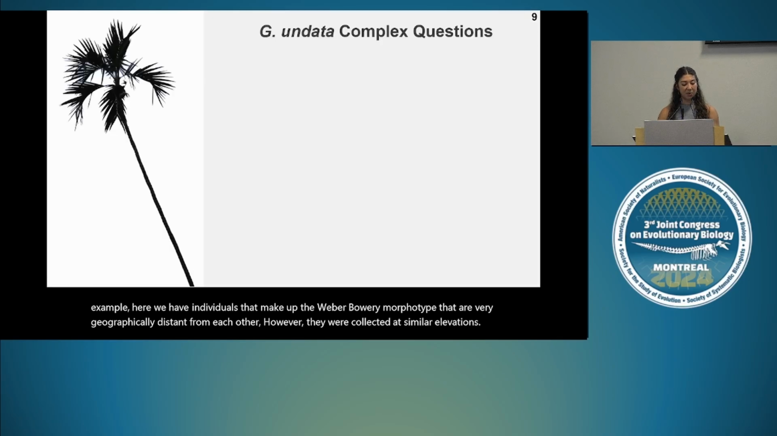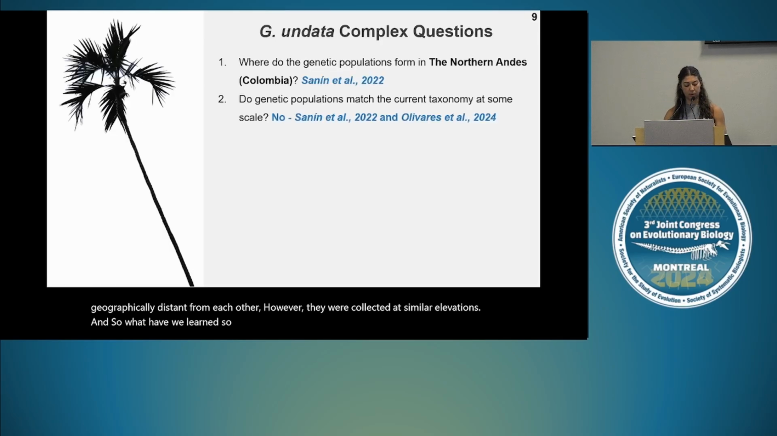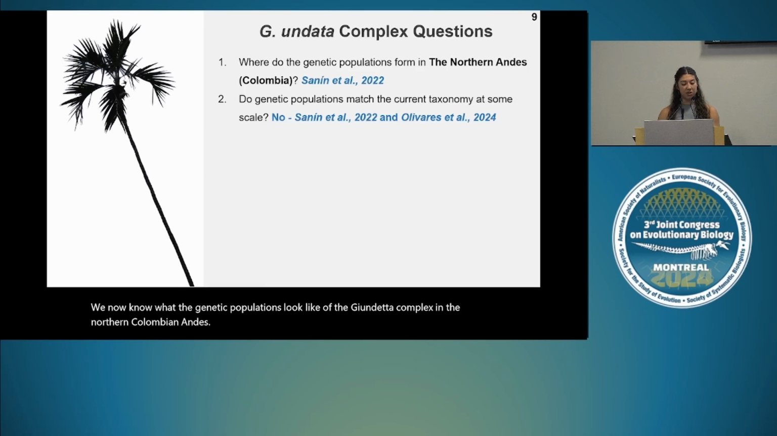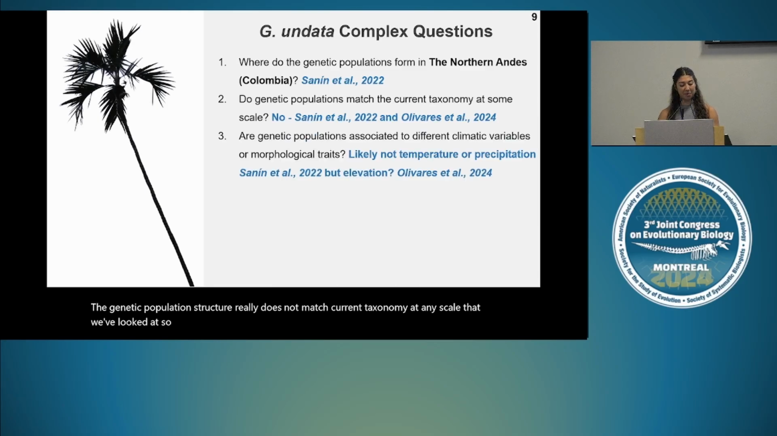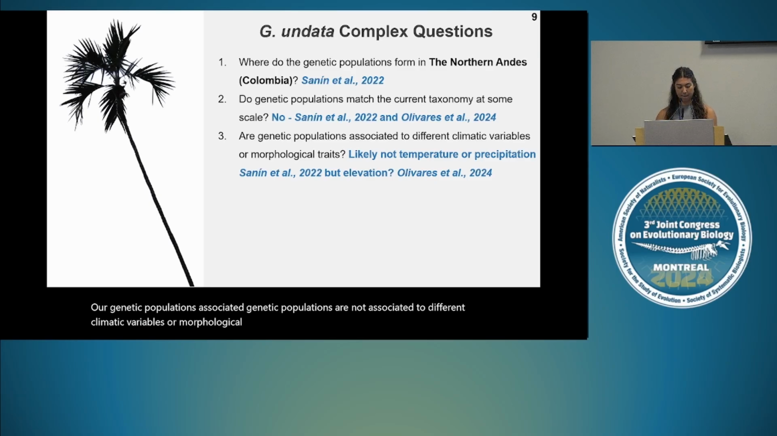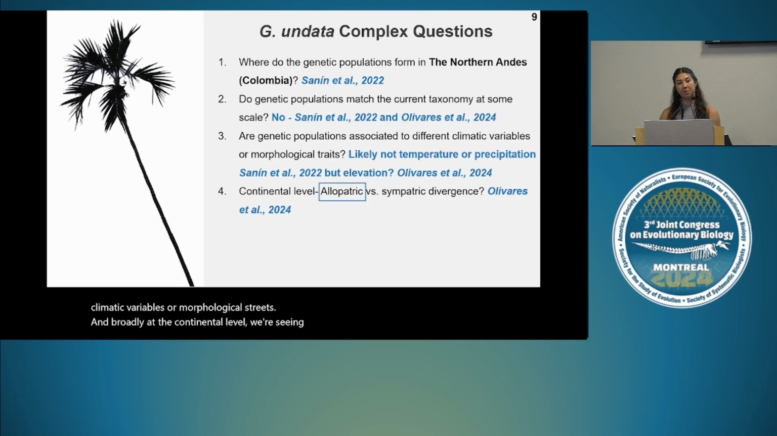So, what have we learned so far? We now know what the genetic populations of the G. undata complex look like in the northern Colombian Andes. The genetic population structure really does not match current taxonomy at any scale that we've looked at so far. Our genetic populations are not associated to different climatic variables or morphological traits. And broadly, at the continental level, we're seeing more examples of allopatric divergence rather than sympatric.